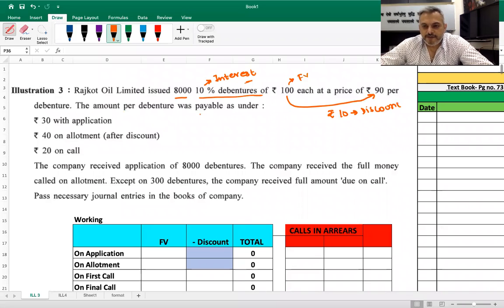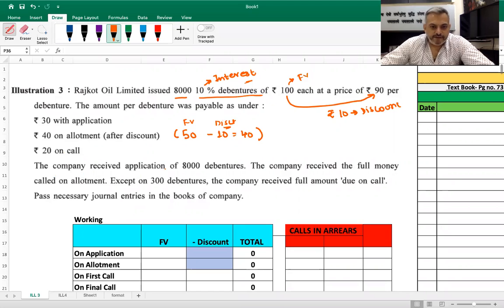The amount per debenture was payable as under: 30 with application, 40 on allotment after discount. It means 50 rupees minus 10, which is equal to 40. Please write it like that. And then 20 on call. So the total becomes 100: 30 on application, 50 is basically the face value component and 10 is the discount component. So 40 is the amount payable, and 20 on call.